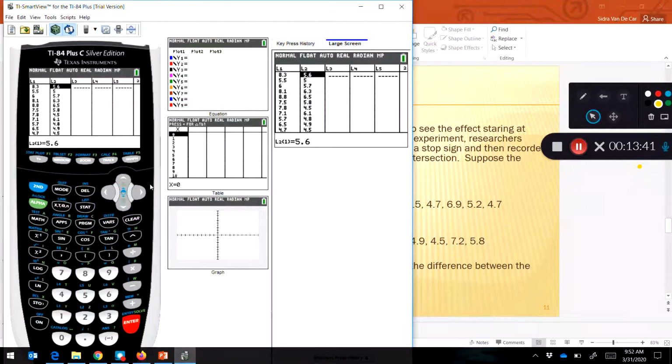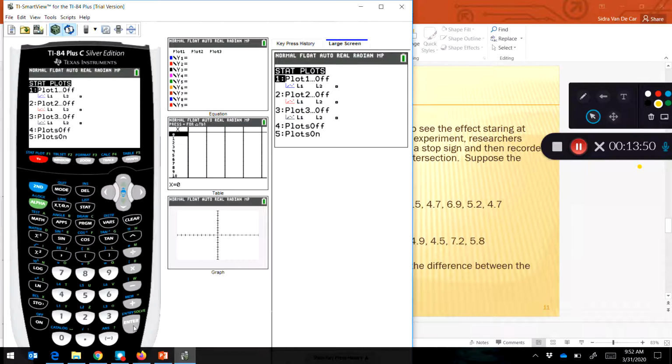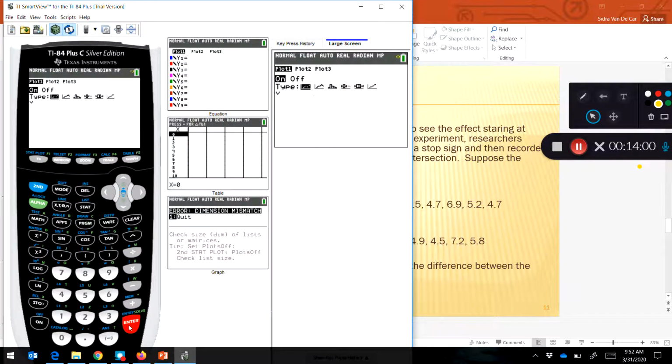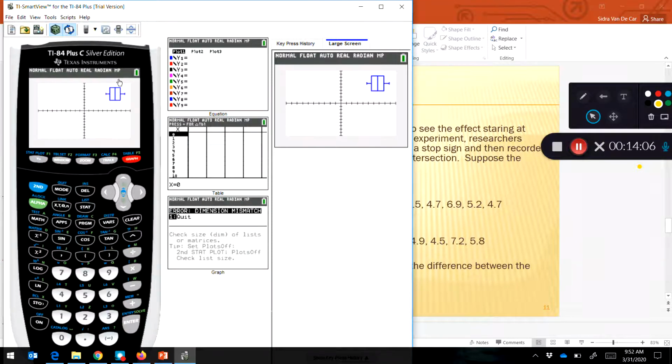Okay, picking up, once I have the data entered in list 1 and list 2, I'm going to go over to second and the stat plot key. I'm going to turn those plots on. I can look either at a box plot or a histogram. We looked at a box plot in the last example, so we'll just do that again. Notice it says list 1. If I hit graph, it shows me a box plot for list 1.